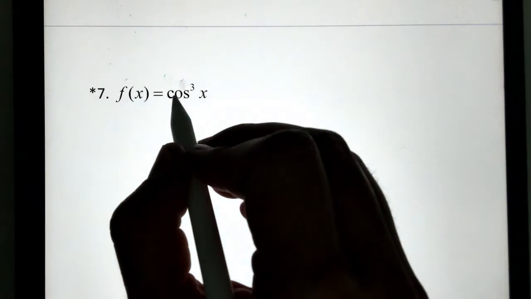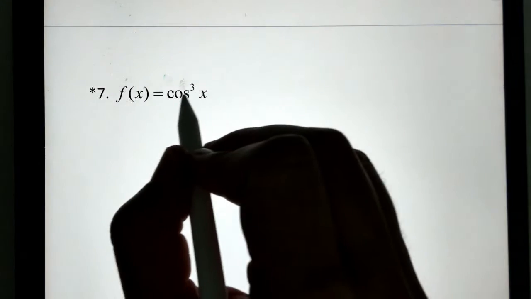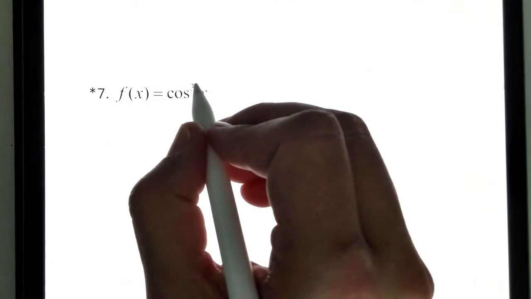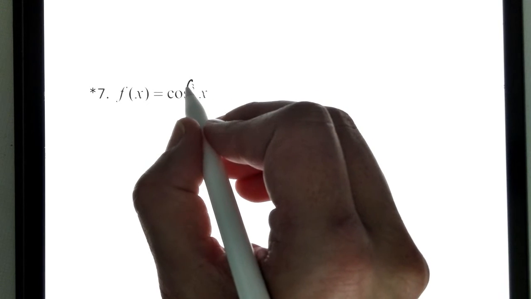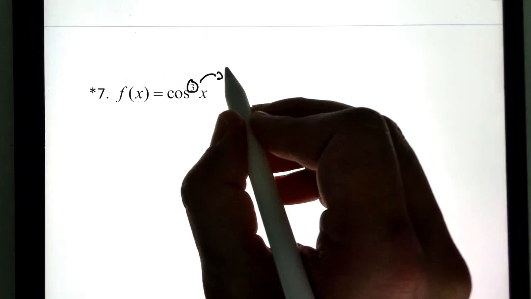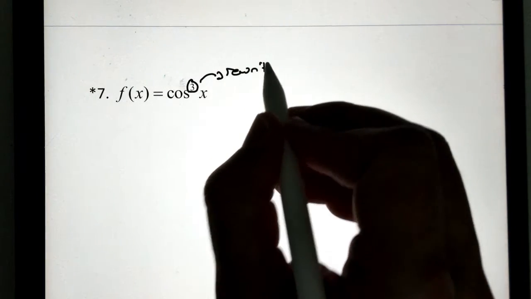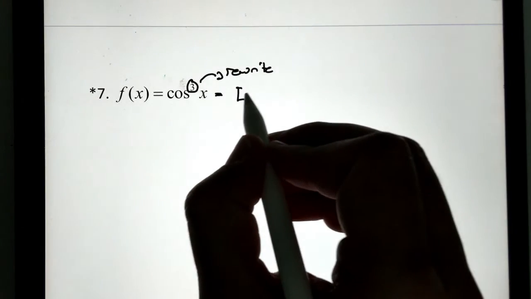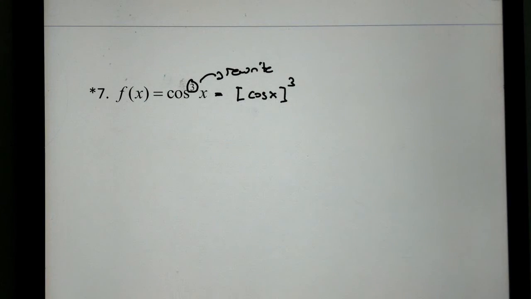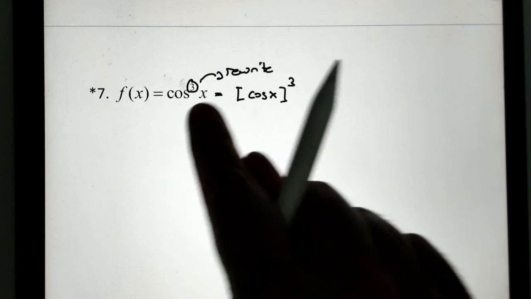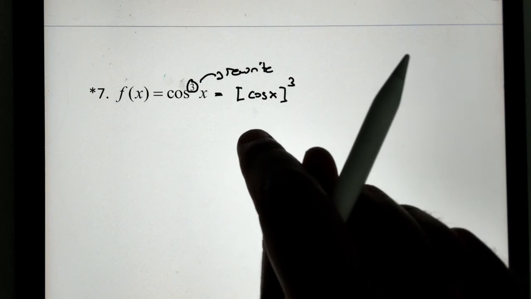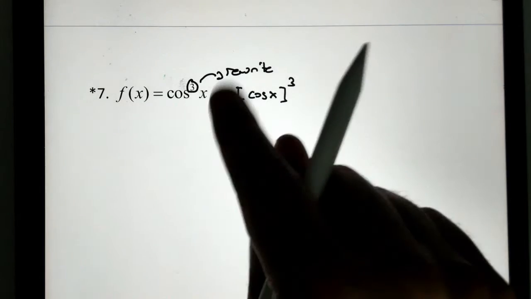I don't like this because what's on the outside here? I don't know. It looks like cosine might be on the outside, but it's fake. This looks pretty, but it's not very useful for us. So we are going to rewrite this every time. I'm going to write this as (cosine of x) cubed, because that's really what's going on. This is saying take the cosine of x and cube it. This looks pretty, but it's not very useful for us in terms of mathematics. So this is how we're going to write it.